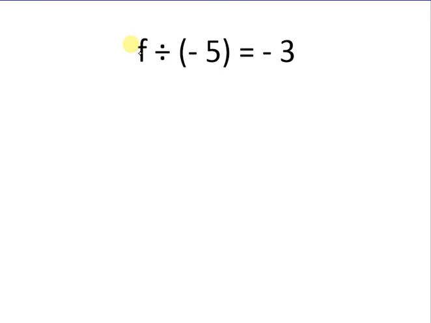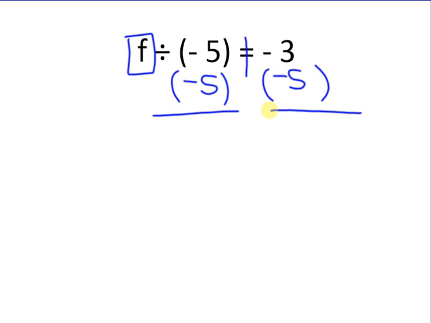All right. So, again, box our variable. What's being done here? Division or multiplication? Division. So what's the inverse of division? Multiplication. So we're going to multiply by negative 5. But whatever we do to one side of the equal sign, we have to do to the other. So multiply by negative 5. I know I'm using the x's, which is probably pretty confusing to you. So I'm just trying to make sure that you're seeing that I'm using the opposite. Okay, so these are going to cancel each other out. You're going to be left with f equals, negative 3 times negative 5 is going to be 15.